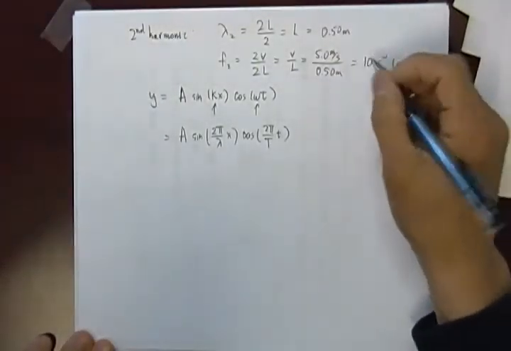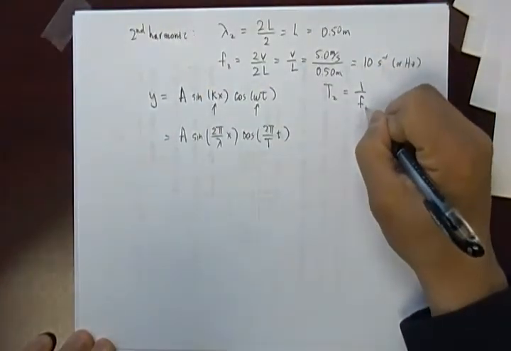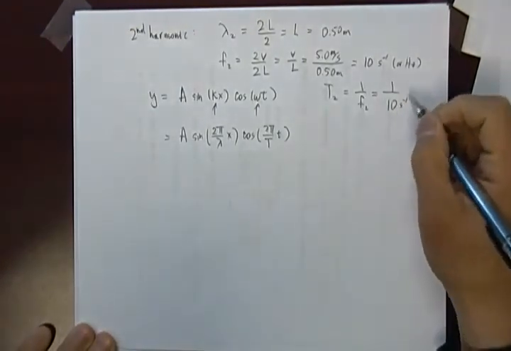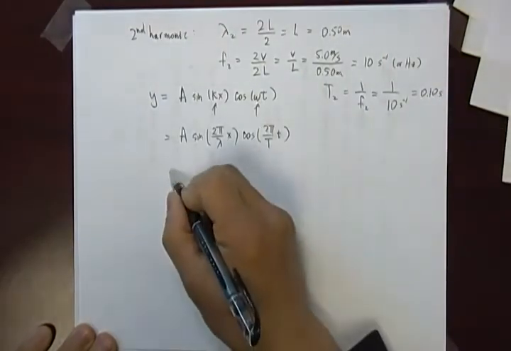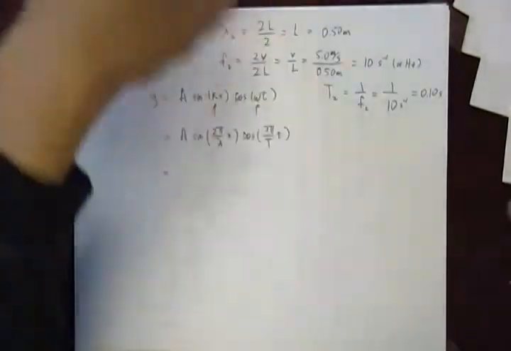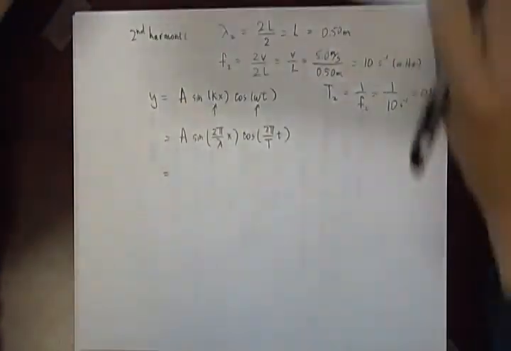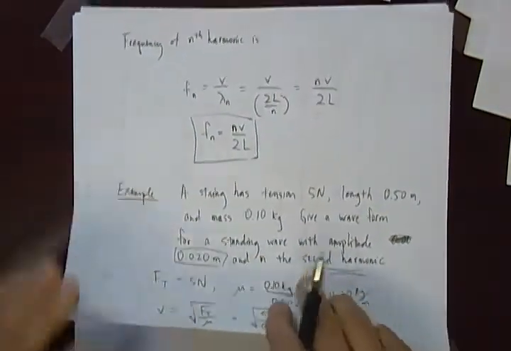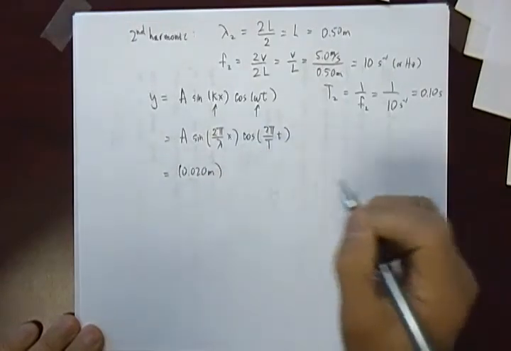Now we'll just plug in. We didn't actually get the period yet, so let's do the period. The period is 1 over the frequency, so 1 over 10 inverse seconds, and that's 0.1 seconds. Okay, so now we're ready to go. Now we use the very last piece of information, the amplitude, which is 0.020 meters. So we just plug that in.